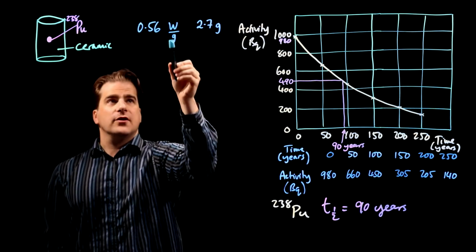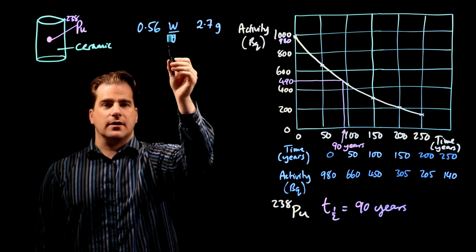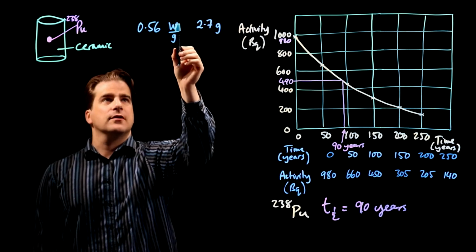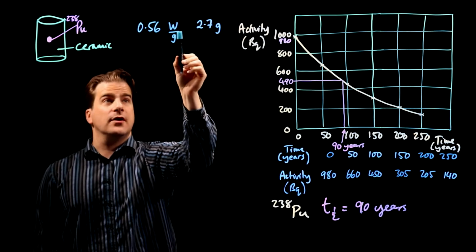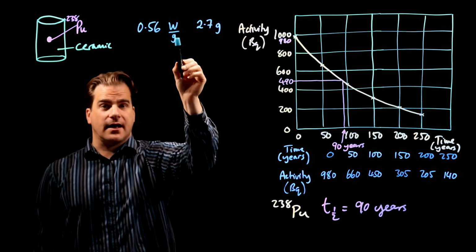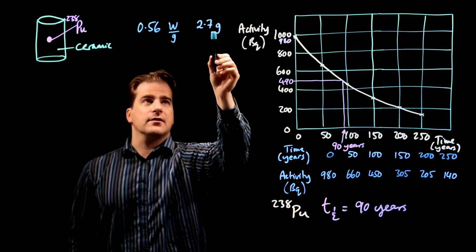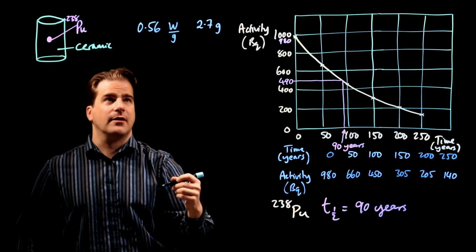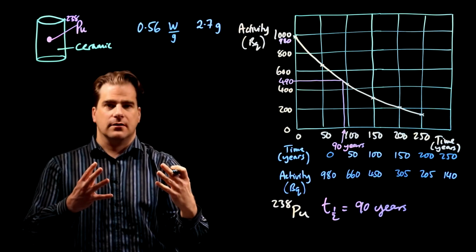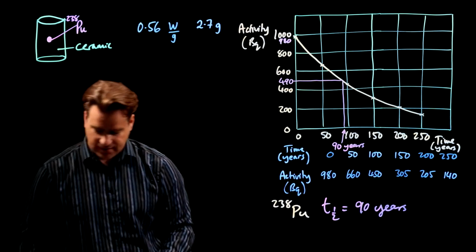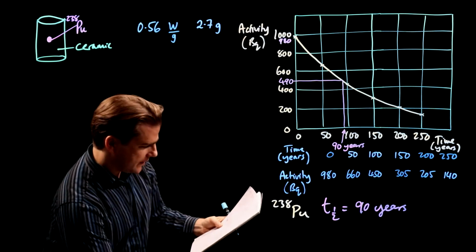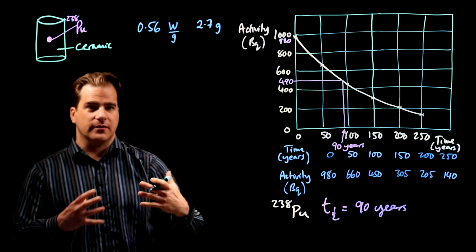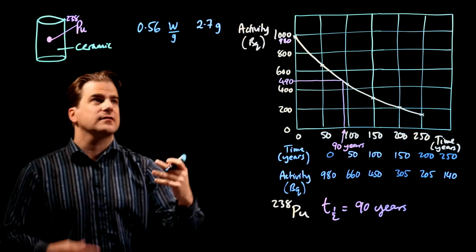I wrote it like this deliberately because you're told that the pellet has a power output of 0.56 watts per gram. So I write it like that, okay? And if you have a pellet that weighs 2.7 grams, by looking at the unit, you can work out how to get something that is in units of watts, because the question is asking you, calculate the rate of thermal energy output. Rate of energy output, that's power, that's watts.